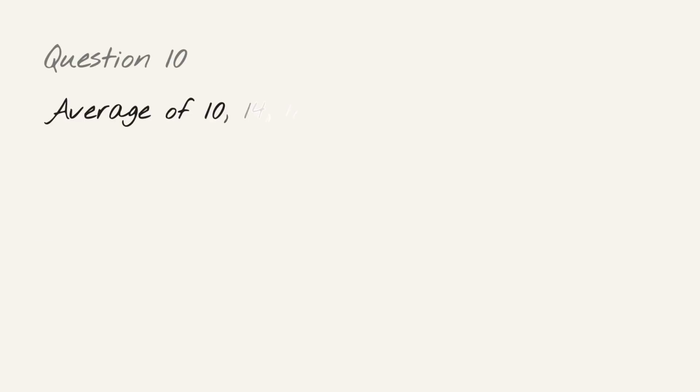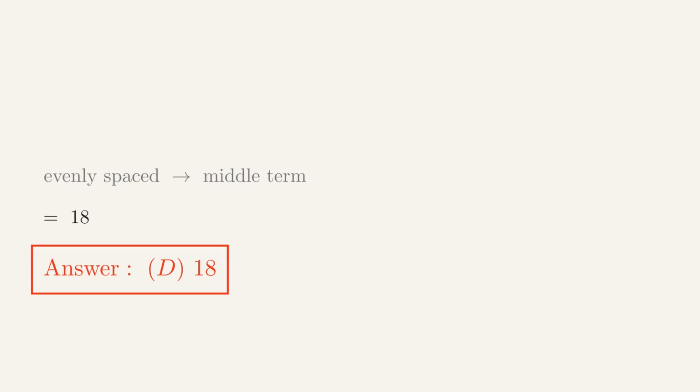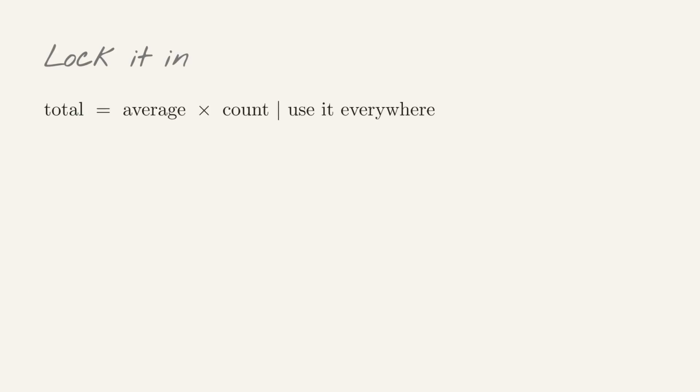The average of 10, 14, 18, 22, 26. These rise by 4 each time, so they are evenly spaced, and the average of an evenly spaced list is simply its middle term, 18. You could total them to 90 and divide by 5, but recognizing the even spacing lets you skip the addition completely. One identity carries the whole topic.